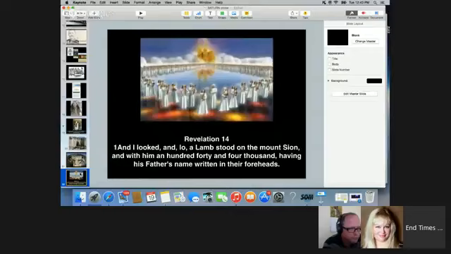And here's a verse from Revelation 14. It says, "And I looked, and lo, a lamb stood on the Mount Zion, and with him 144,000 having his Father's name written on their forehead." So I just wanted to add that verse and let people know that Jesus is going to come, and the Bible says that before the Antichrist rises from the abyss, God seals his people on their forehead, and nothing can harm his children.